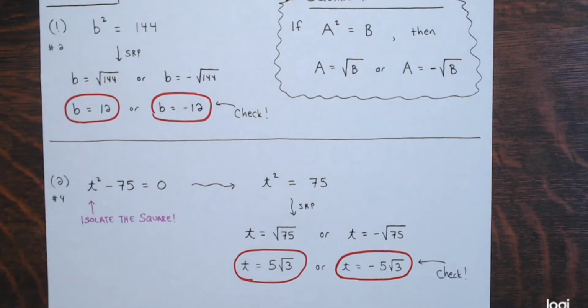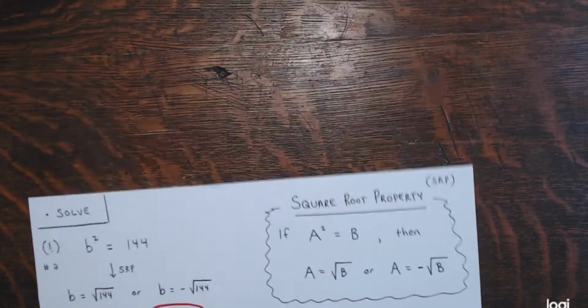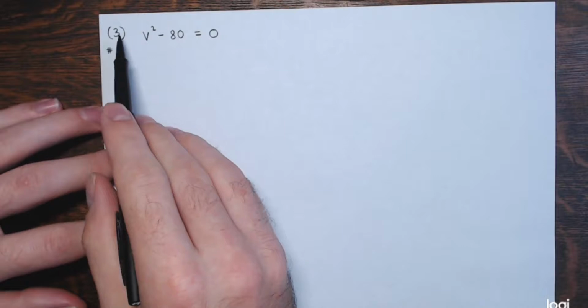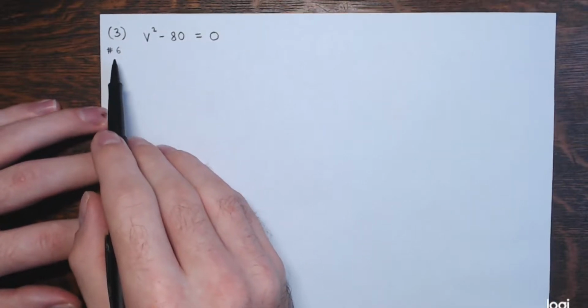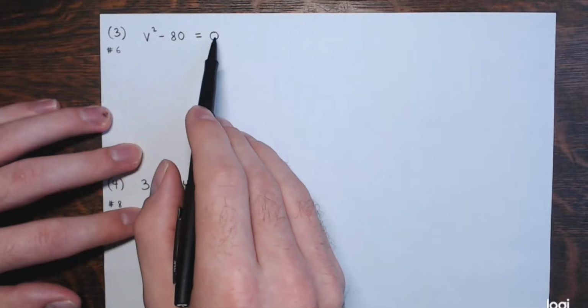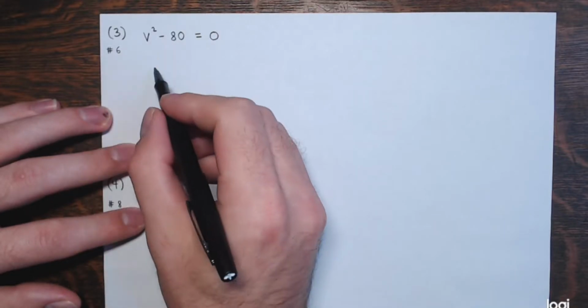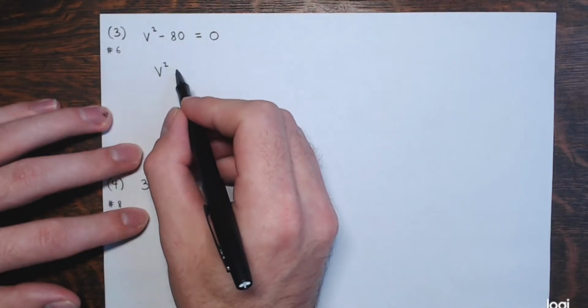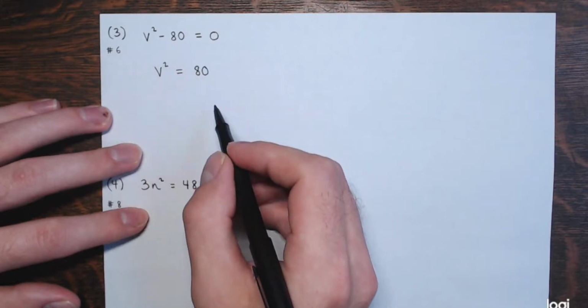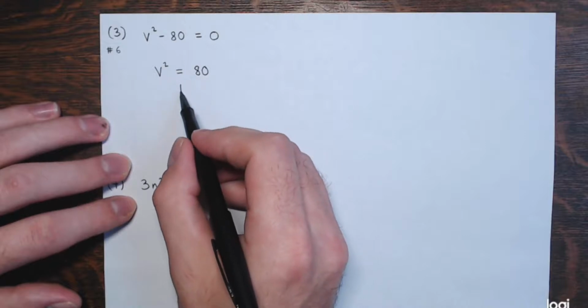Wonderful. And yeah, I'm doing the same thing throughout this entire video. All right, the next question, example 3, which is exercise 6 from the text. We have v squared minus 80 equals 0. Isolate that square, so v squared equals 80. And then I apply the square root property.